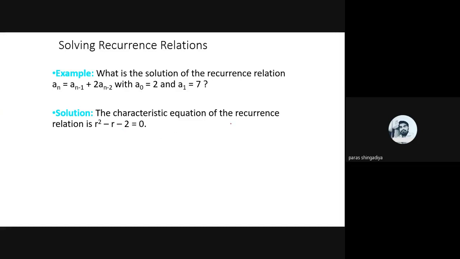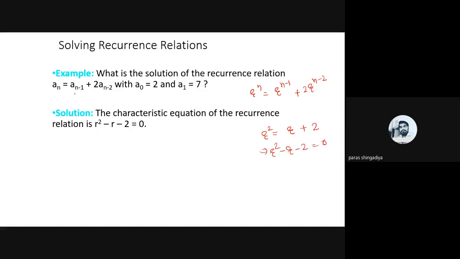So we'll first derive the characteristic equation. Okay, and how can we derive the characteristic equation? You can also write directly, otherwise you can apply the procedure. It will be of the form r raised to n is equal to r raised to n minus 1 plus 2 r raised to n minus 2. Okay, and now divide it by r raised to n minus 2. So it will be r square is equal to r remaining plus here 2 remaining. Okay, and now shift r plus 2 to this side. So it will be r square minus r minus 2 is equal to 0.